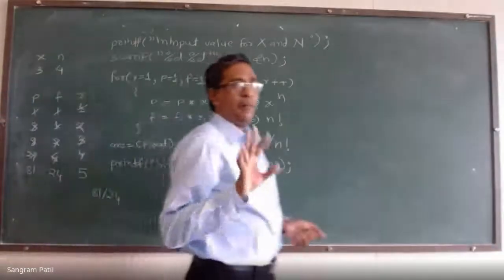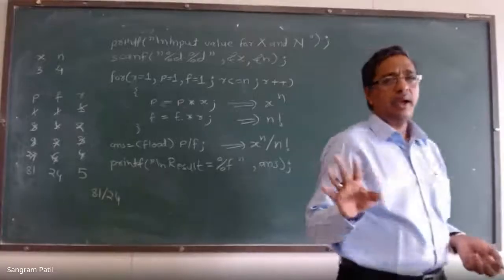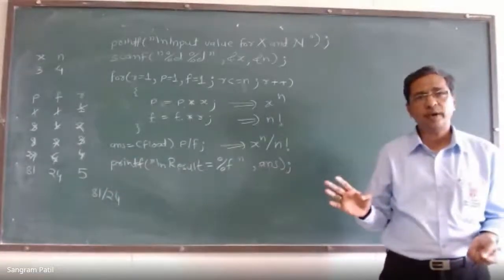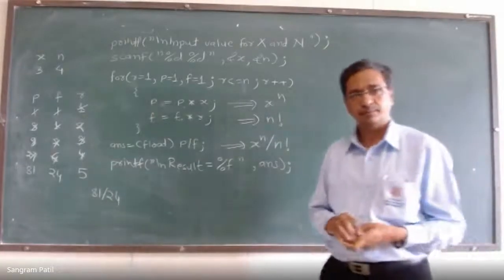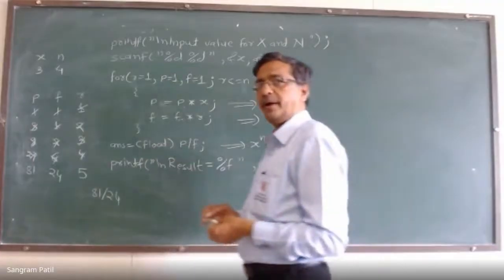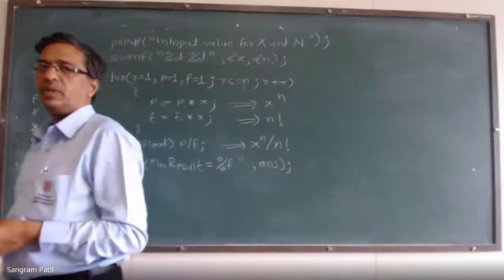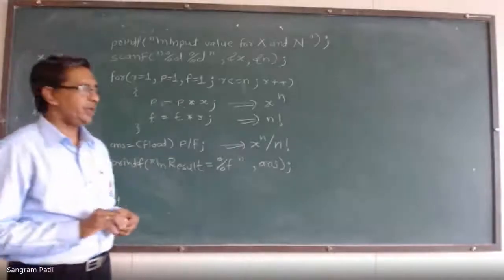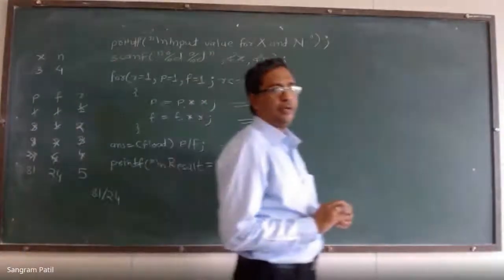So read value of x and n and calculate and print x raised to n divided by n factorial.